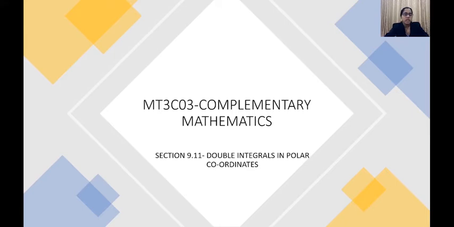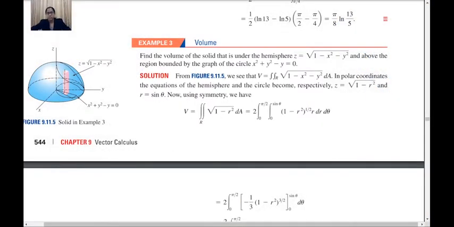So in this lecture, let us discuss an example which is given in your textbook regarding the determination of the volume of a given region. Let's see example 3. We are asked to find the volume of a solid that is under the hemisphere z = √(1 − x² − y²) and above the region bounded by the graph of the circle x² + y² − y = 0.